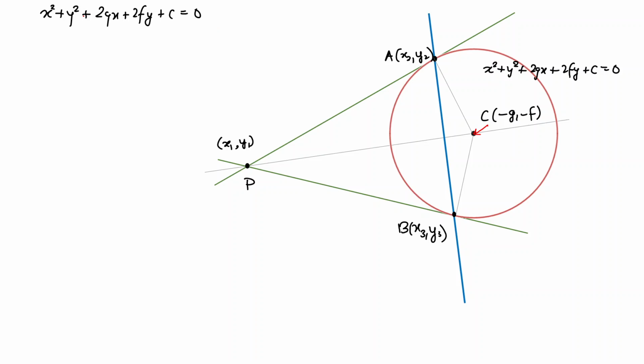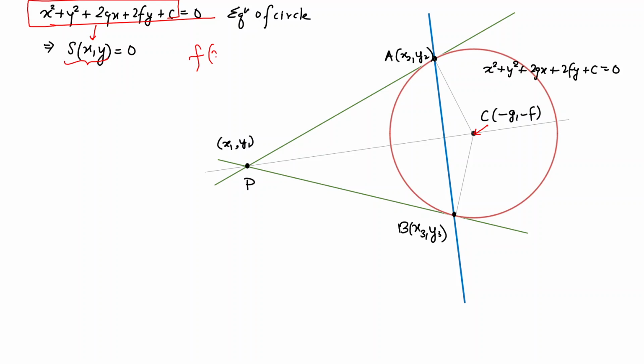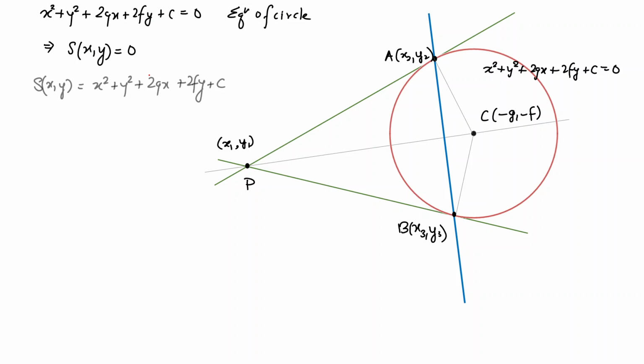This equation of the circle can be written as S(x,y) equal to 0. This expression right here, we can write as S(x,y). It's just a symbol, like you have f(x,y), a function in x and y. So S(x,y) is a kind of function in x and y, a polynomial of degree 2 in 2 variables. So S(x,y) is basically this expression, and if you put it equal to 0, you get the equation of the circle. This would be important for us.